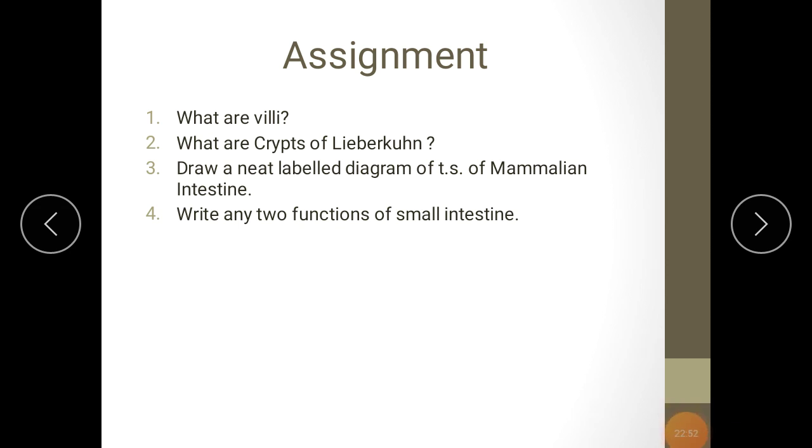So, assignments on this topic. What are villi? Second one, what are crypts of Lieberkühn? Third one, draw a neat labelled diagram of TS of mammalian intestine. Write any two functions of the small intestine. So these are the assignments on this topic.